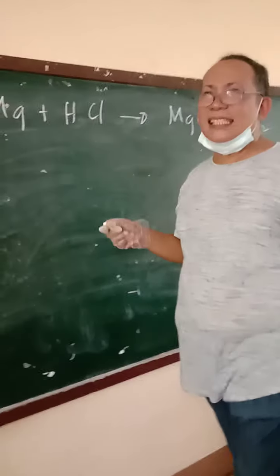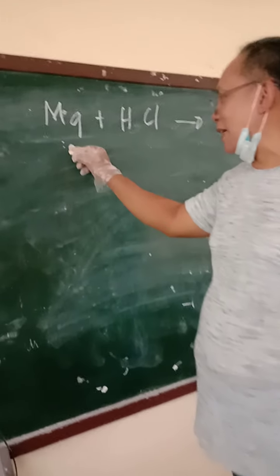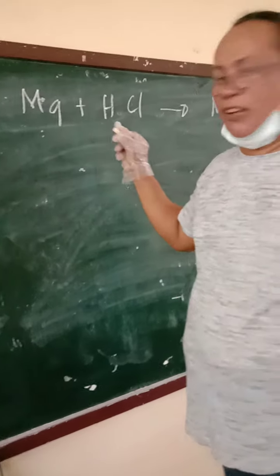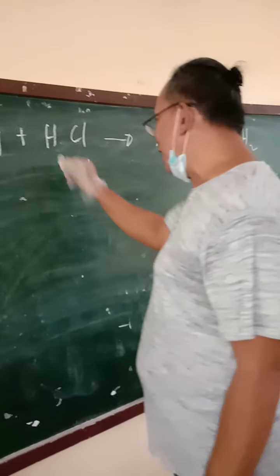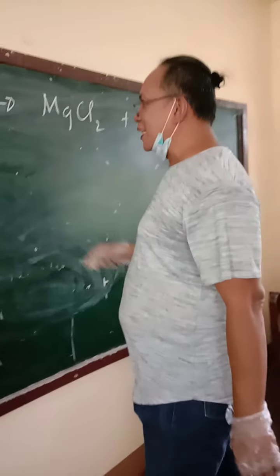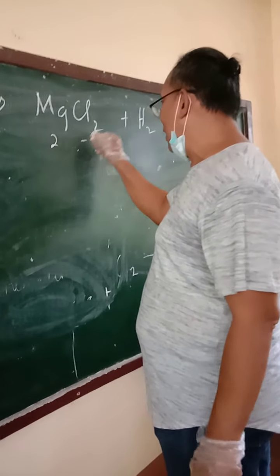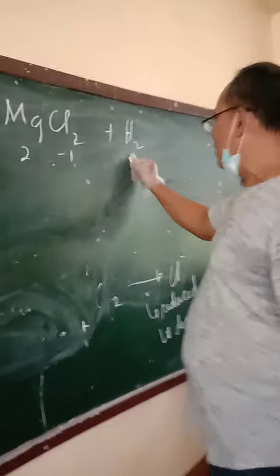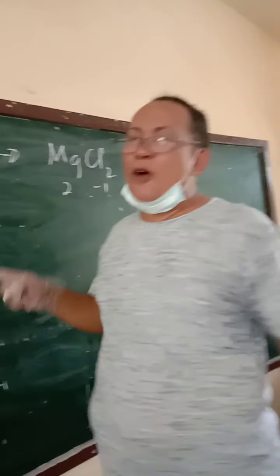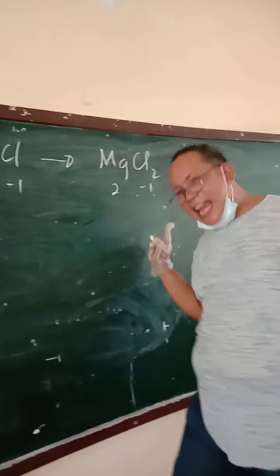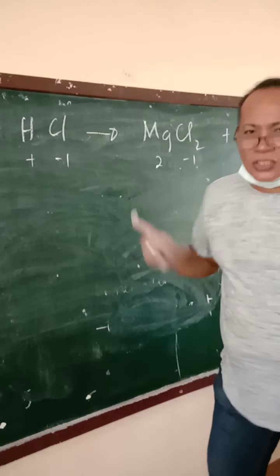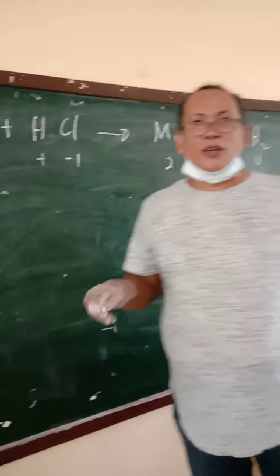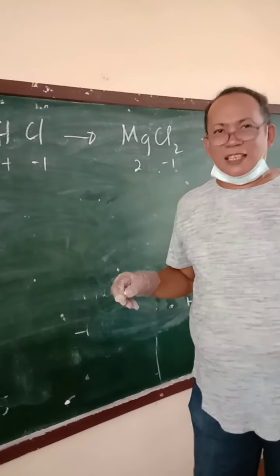Again. So, let us assign the oxidation number for magnesium. Since magnesium is an element, it is 0. Chlorine, -1. Hydrogen, +1. Magnesium is +2. And chlorine is -1. And hydrogen is 0. Since there are 3 elements present in this particular reaction, you only look at the change in oxidation number.